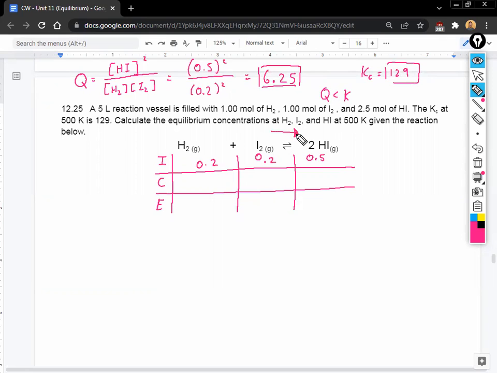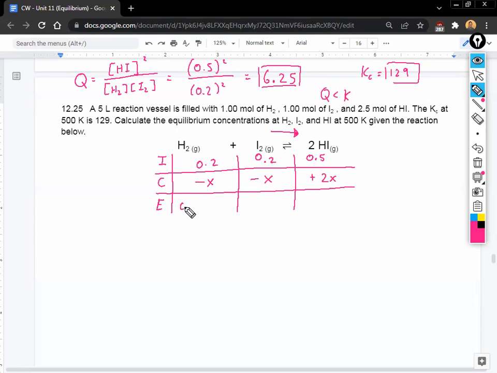That means we're going to gain product and we're going to lose reactant. So that's where we figure out the change. So we're going to lose reactant, and then we're going to gain product. Okay, that was the first step. That's how you can figure out whether we're going to gain or lose reactant or product. Now if it was the other way, if Q was bigger, we would add reactant and lose product because it's going to go the other way.